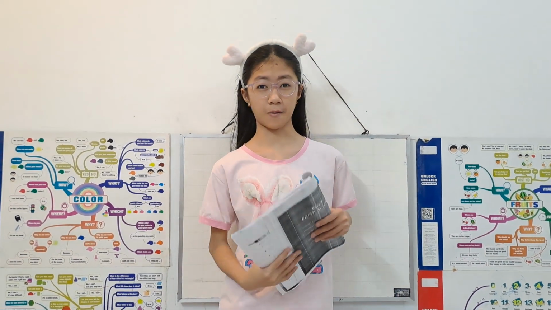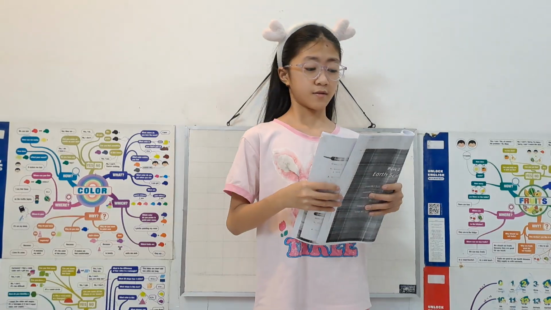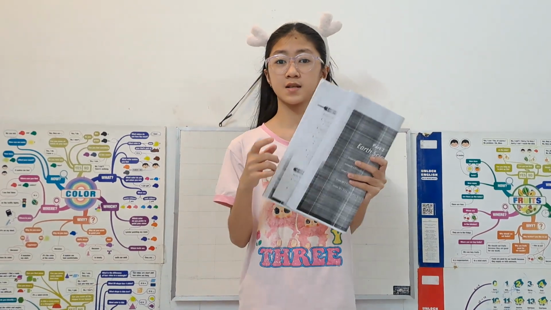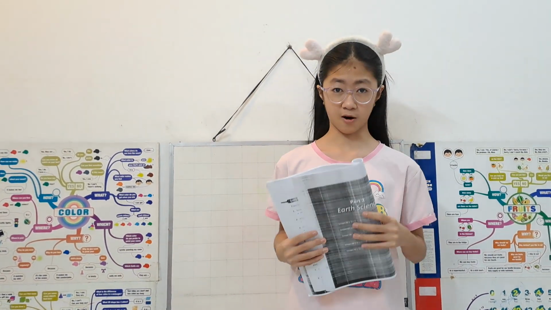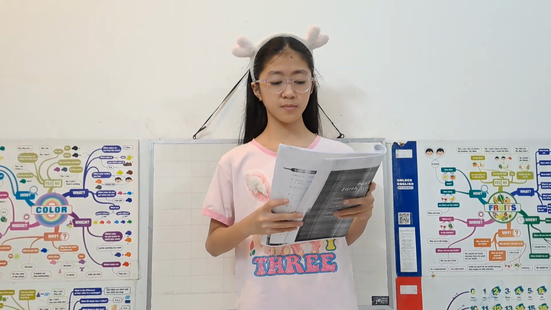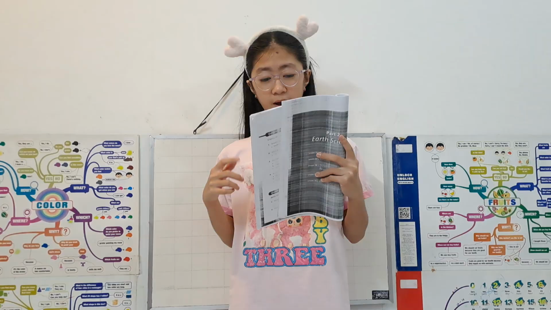So today I'll talk about soil. First, we're going to talk about humus. Humus is the top layer of soil and it's a very healthy part and it holds nutrients. Humus is the part of soil made of dead plants or animals.